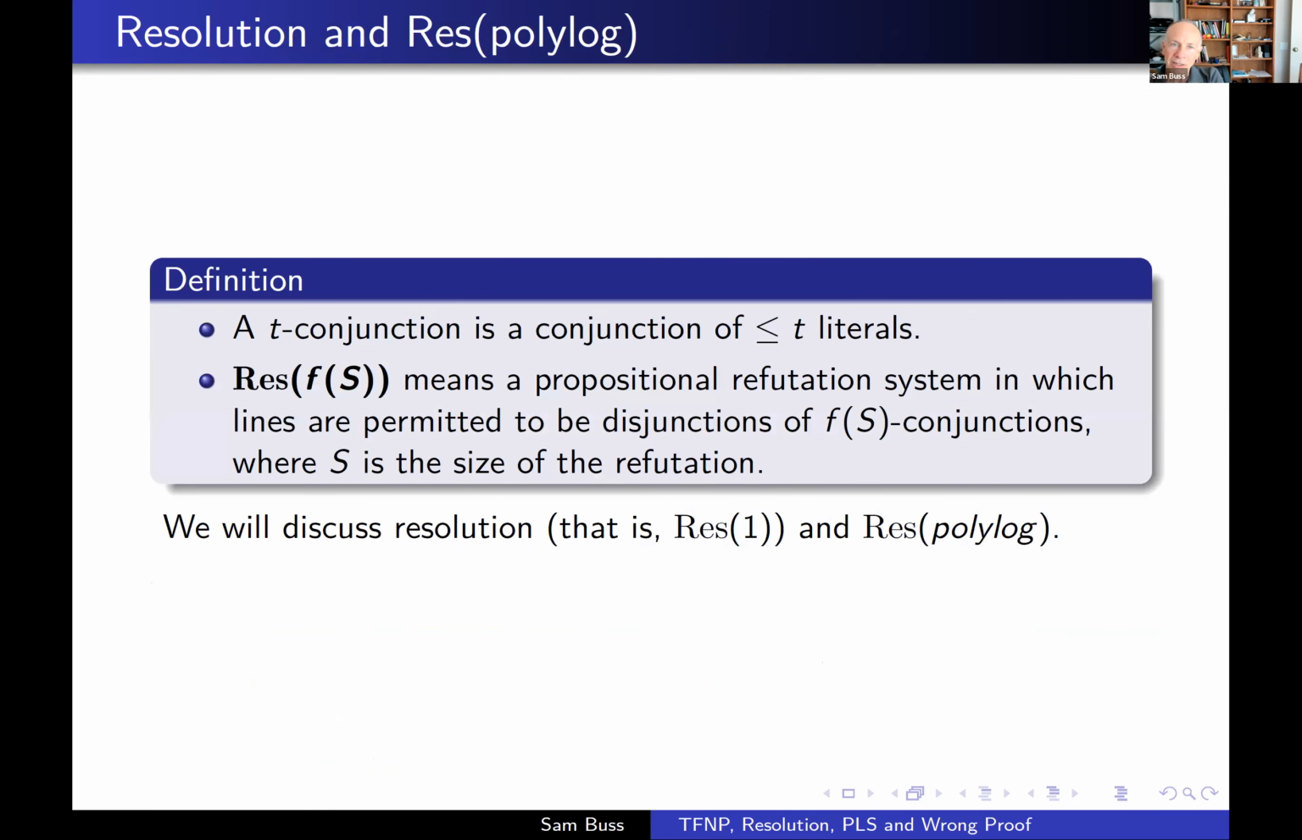So now I want to switch to res polylog. A T conjunction means a conjunction of at most T literals, and res f of s means a resolution extended to not having clauses over literals, but having clauses over small conjunctions. So res f of s means the lines in the refutation system are disjunctions of conjunctions of size f of s, measured as a function of the size of the overall refutation. So we'll talk about res 1, which is the usual resolution, and res polylog, which in our setting means res n to the O of 1, because our proofs are exponentially big.